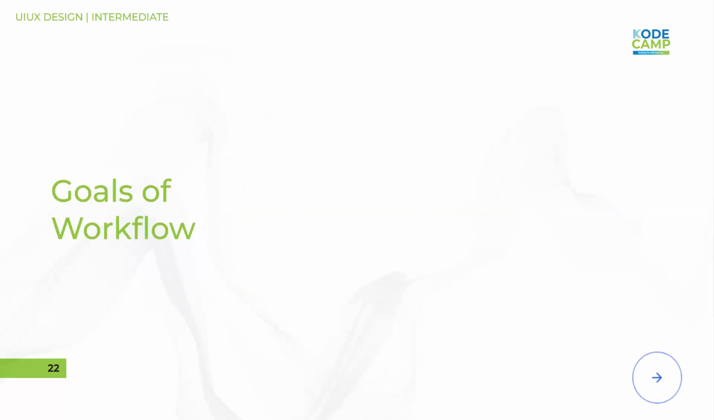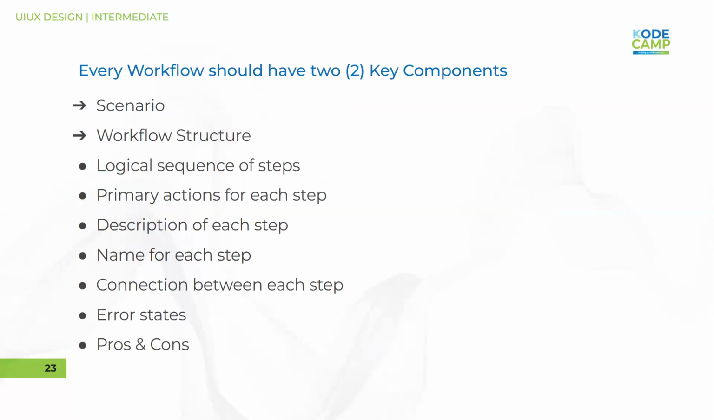So now we have the goals of a workflow. We say here that every workflow should have two key components: we have the scenario, and then we have the workflow structure. In this workflow structure, we have a logical sequence of steps, a primary action for each step, a description of each step, a name for each step, connections between steps, error states, pros and cons.